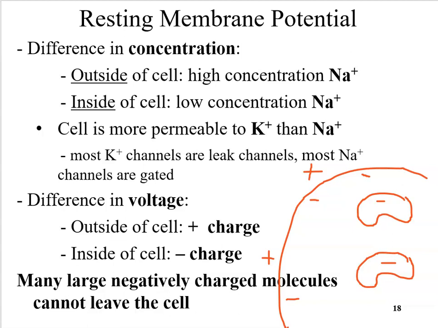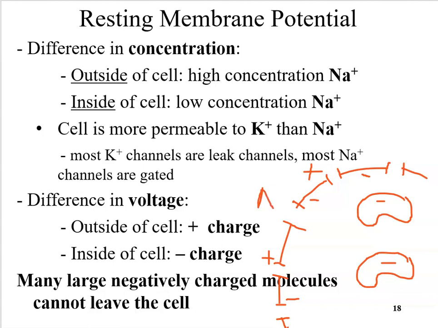Now, you'll see that both of our ions have a positive charge. Right? So sodium Na+, potassium K+. So positive charge for both. This means that both ions are attracted to the negative interior of the cell. Positive is attracted to negative and vice versa. Positive wants to diffuse to negative until there is no difference in charge.